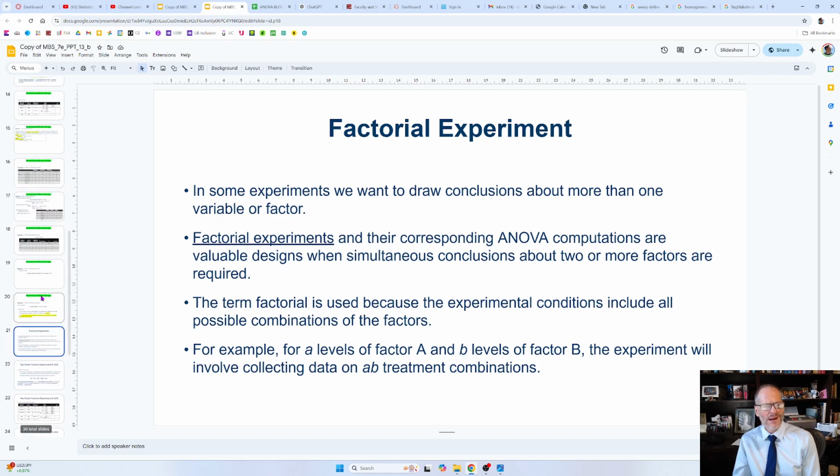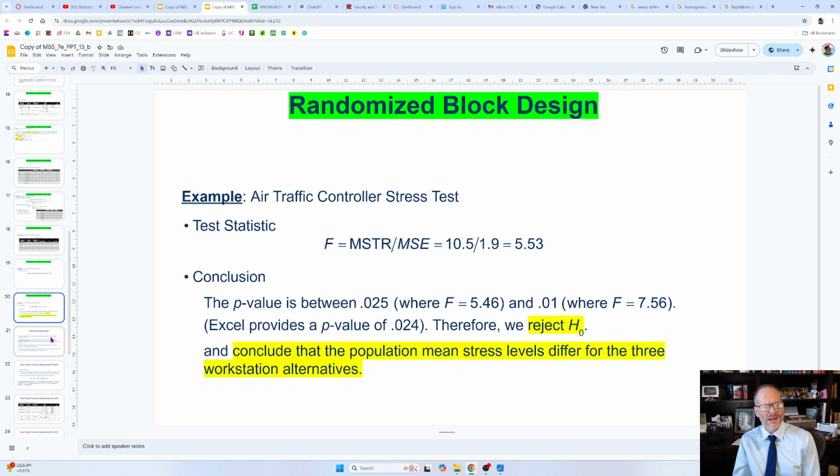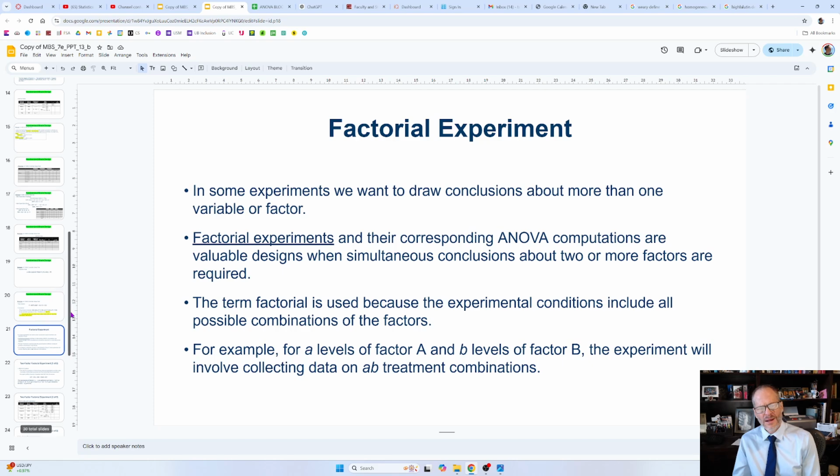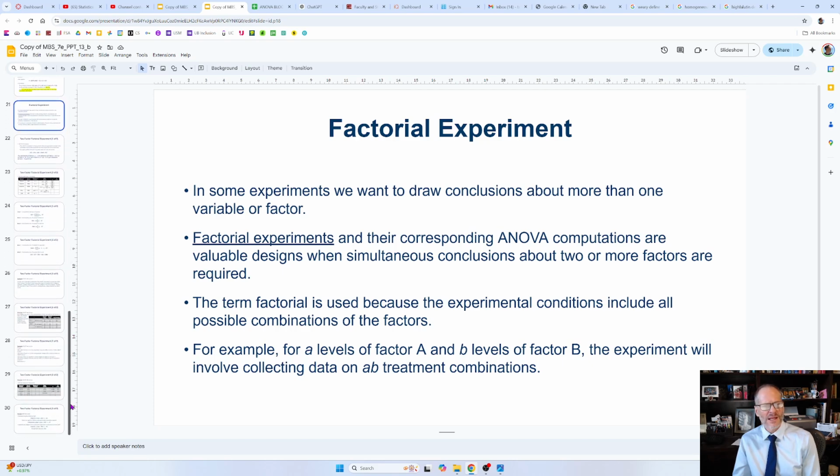I felt like block was good to talk about. It took us a step further, a little bit above and beyond. Factorial, we're not going to jump in and tear it apart. I am just going to give you a little bit of an overview of it though.